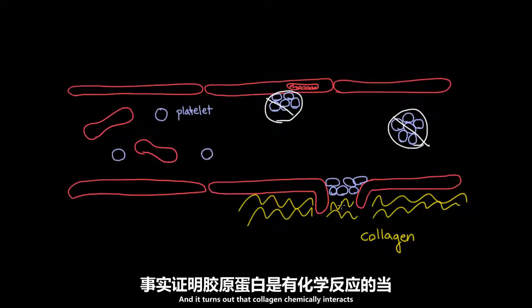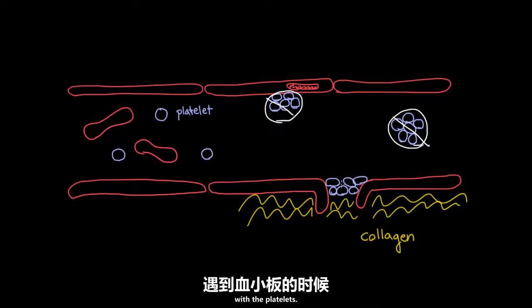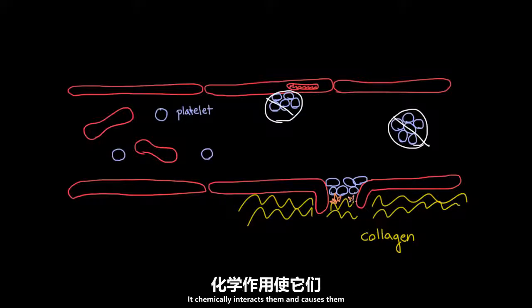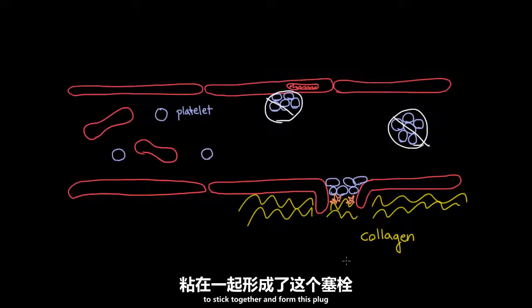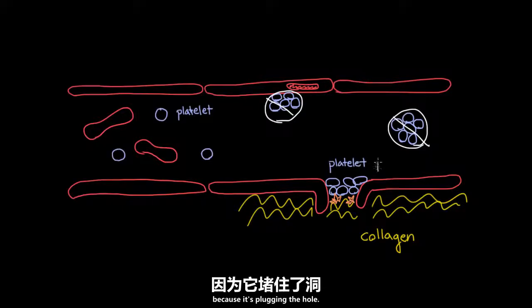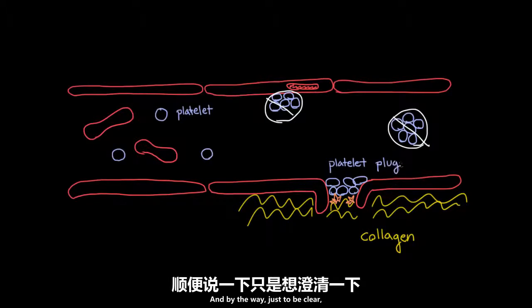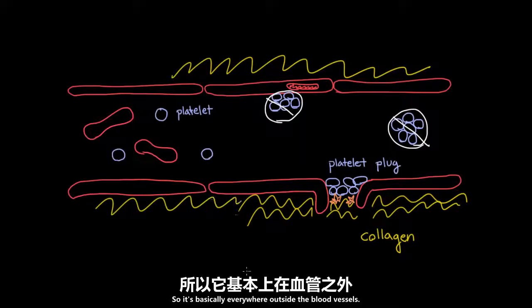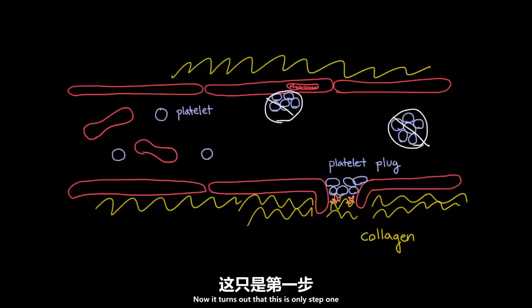And it turns out that collagen chemically interacts with the platelets, and maybe we'll draw a little spark there to show that they're chemically interacting. It chemically interacts with them and causes them to stick together and form this plug that we're talking about. So we can call this, by the way, a platelet plug, because it's plugging the hole. And by the way, just to be clear, you also have collagen up here and over here. So it's basically everywhere outside the blood vessels.